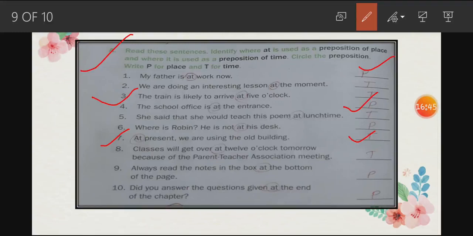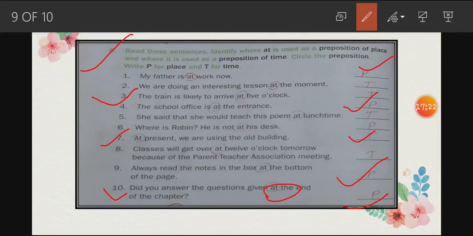Now, number 9. Always read the notes in the box at the bottom of the page. Bottom of the page refers to the lower part of the page. So here it refers to a place. That's why it will be P, and here will be the circle of the preposition "at". Last, number 10. Did you answer the questions given at the end of the chapter? Okay, "at" is here, circle, you can see here, and P. Why P? Because the end of the chapter is in the book.